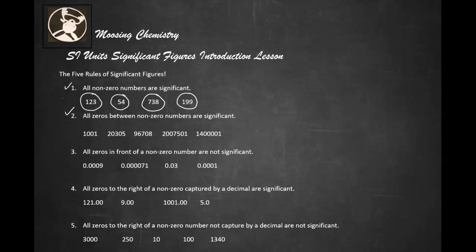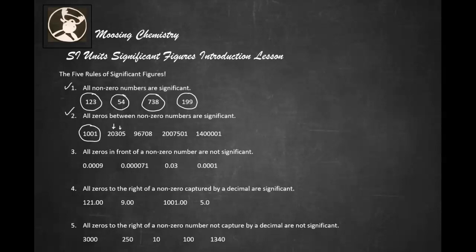Rule number 2, all zeros between non-zero numbers are significant. If you look here, you'll see there are 2 zeros between the 2 ones, okay? So those zeros are significant. Here you see the 0 here and the 0 here. These zeros are significant because they're between non-zero numbers.